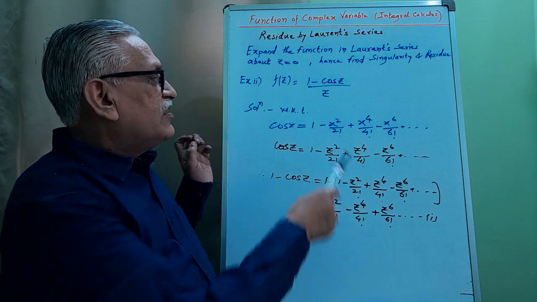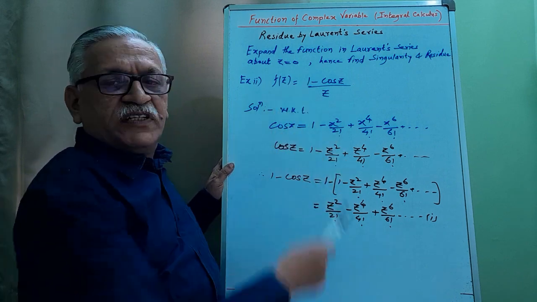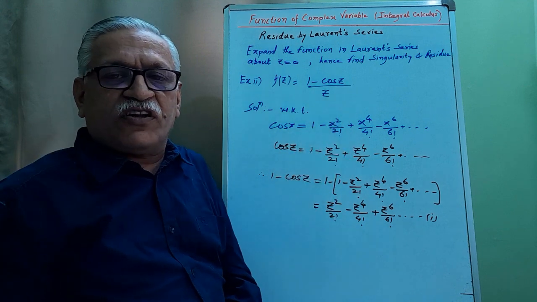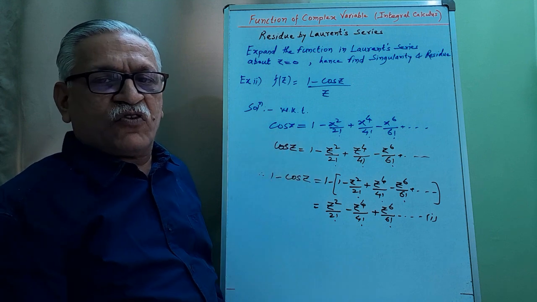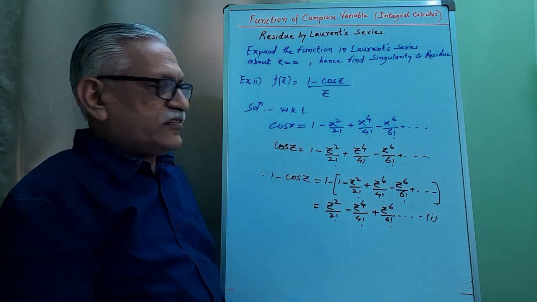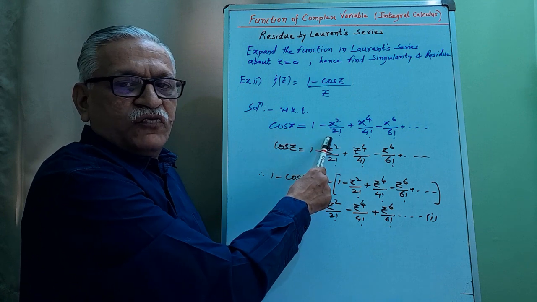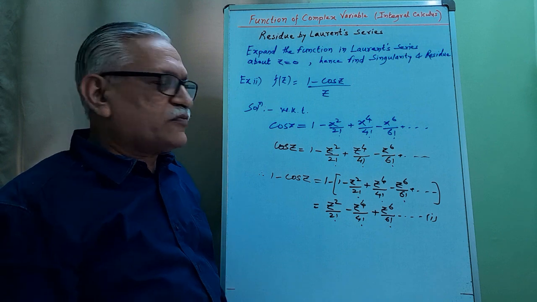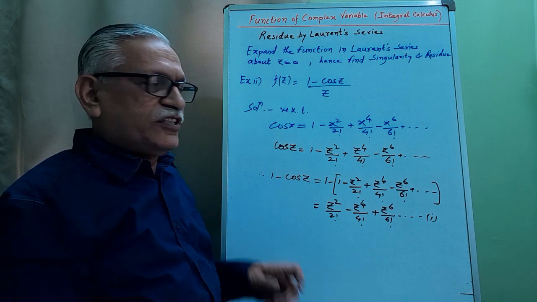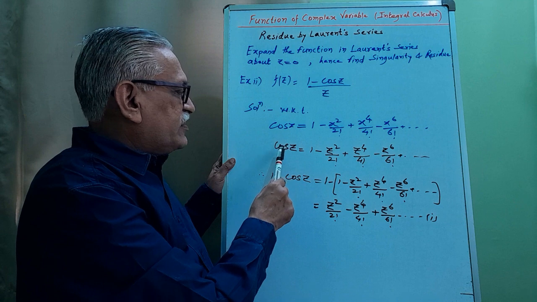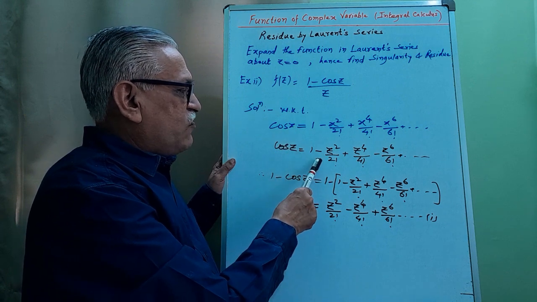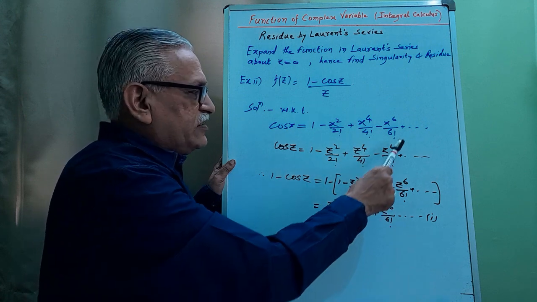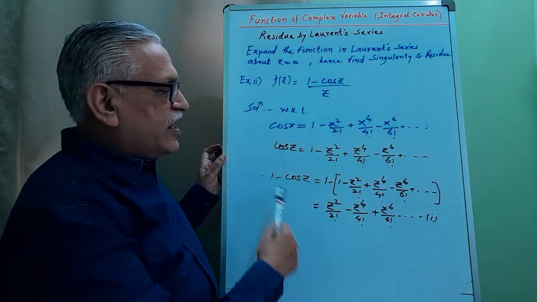Second example, obtain the Laurent series for the function f of z is equal to 1 minus cos z divided by z. To obtain its Laurent series, we take the help of the standard series for cos of x. We know the result, cos x is equal to 1 minus x square by 2 factorial plus x raised to 4 by 4 factorial minus x raised to 6 by 6 factorial and so on. Terms are alternately positive, negative. Then replacing x by z, we get cos z as 1 minus z square by 2 factorial plus z raised to 4 by 4 factorial minus z raised to 6 by 6 factorial and so on.